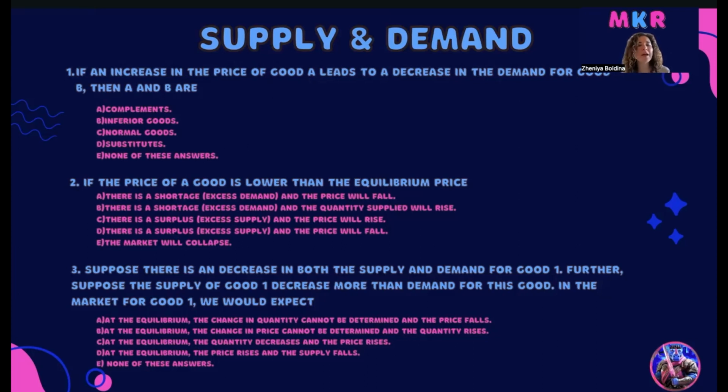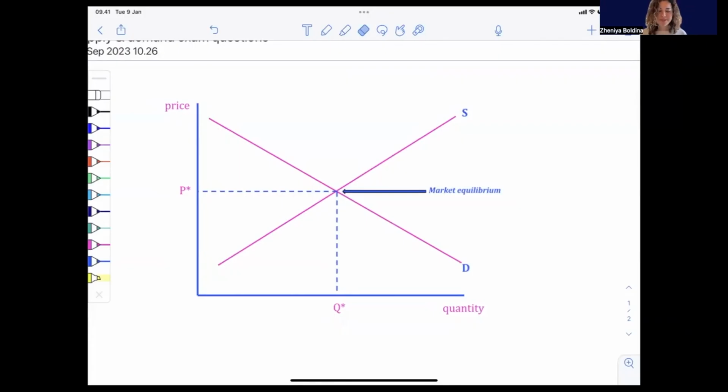Now, question 2: if the price of a good is lower than the equilibrium price, here are the different options. Let's take a look at my iPad screen and see how we can answer this question. So here we see a perfect allocation of resources in the market. We have a market equilibrium at P star and Q star. So our market clearing price is P star. There's perfect allocative efficiency, and our resources are maximized.